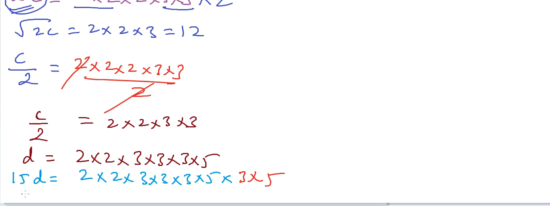Because if you divide d by 15, then 3 and 5 will get cancelled. So one 3 and one 5 will disappear. Then we will be left with 2 into 2 into 3 into 3. See, this is a square number. Okay, hope it's clear.